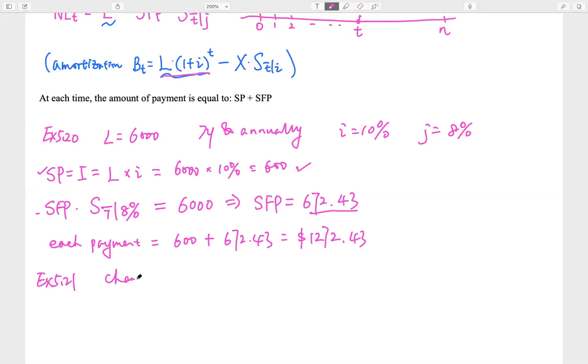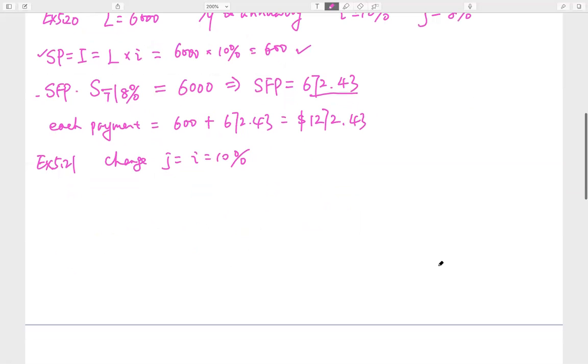So here we change J to be the same as 10%, and then we will discuss what would be different. Okay, the service payment is the same because we don't change I, so it's still 600. Now I do the same calculation. I will get the sinking fund payment to be smaller. Now it's 632.43. Well, it obviously should be smaller because now my sinking fund is earning 10% instead of 8%. I can earn at a higher interest, so I can reduce my deposit in order to reach the same goal, because now I can earn more.